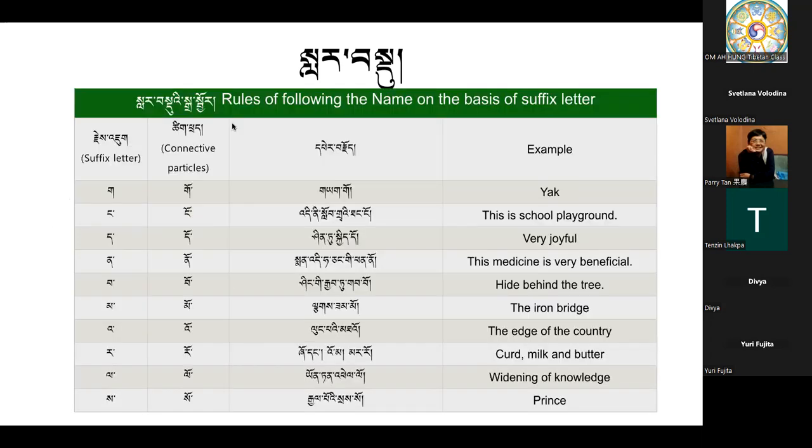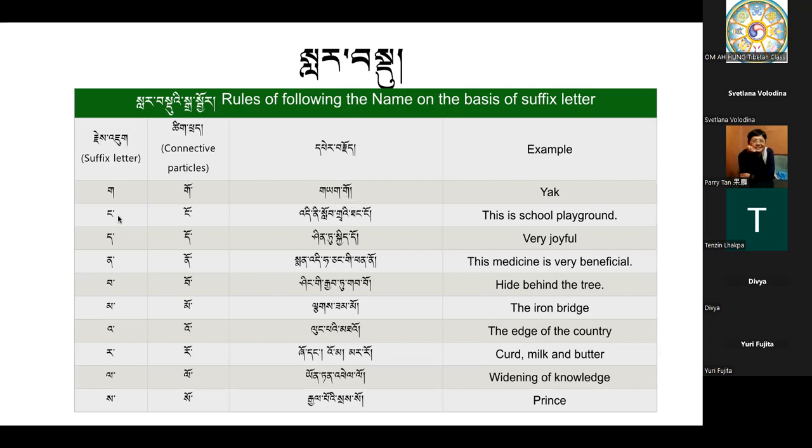Okay, so please look at this table. First we have these 10 suffix letters, and then we have the particle that each follows. Since it has ka, if a name has a ka, it will be followed by ko. For example, yakko, which means yak. So we see that in this case, the narrative is a single name, which is an arbitrary naming word, a name of an animal, followed by ko, because the suffix letter is ka.